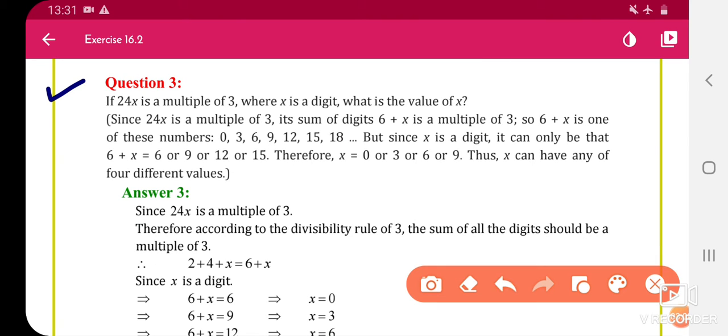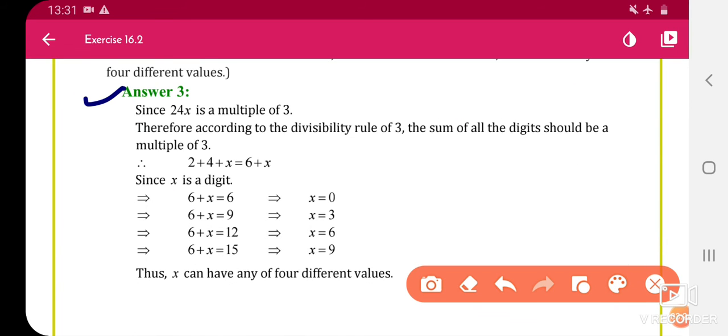Next is question number 3. If 24x is a multiple of 3, where x is a digit, what is the value of x? Okay, we can see the solution.